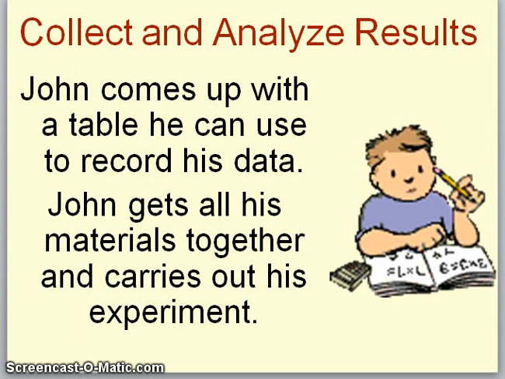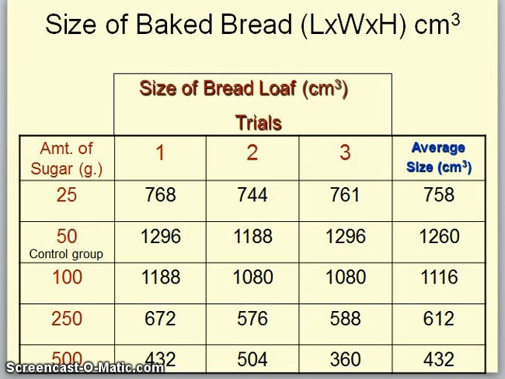So when we collect and analyze our results, we've done our experiment, we've got all of the information, we're ready to collect our results and put them together and look at them and see what we came up with. So John made a table. You might make a graph, a line graph, a bar graph, pie graph, a chart of some kind. John, for his information, made a chart, and his chart looked like this. So here's his chart for his baked bread. You can see he did trial sizes, and he did 1, 2, 3 trials.